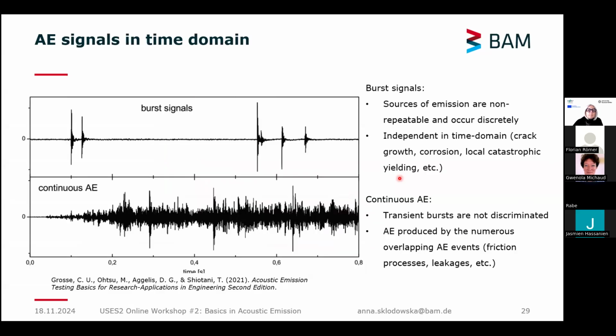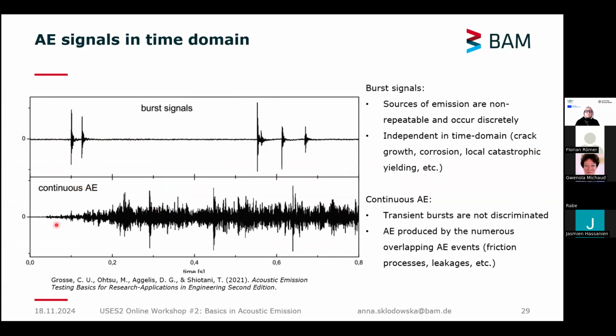In the time domain, we have two different types of acoustic emission signals. We have burst signals that are non-repeatable and occur discretely. So this is the type of signal. We have the bursts here, and they are independent in time. They come from crack growth, corrosion, local catastrophic yielding, etc.